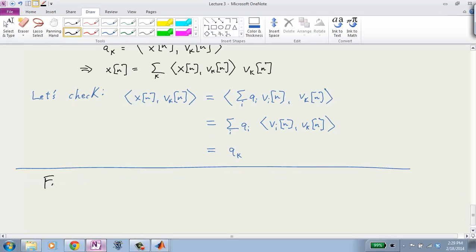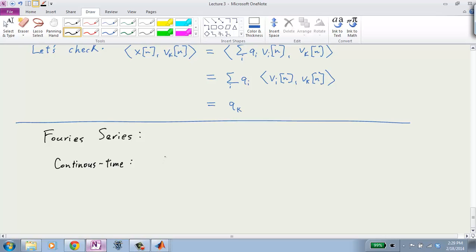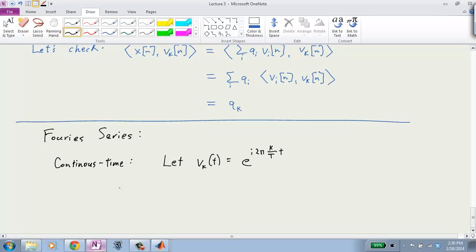In the Fourier series, first of all, let's check whether our components are orthonormal. So for the continuous time, let's define our v's. Let v_k(t) equal these signals, e^(i2πk/T · t). First of all, the set of v_k's, these signals, are periodic. All of them are periodic, and in fact, they all have a period of T. That's not all of their fundamental period, but that's okay. They all have a period T.